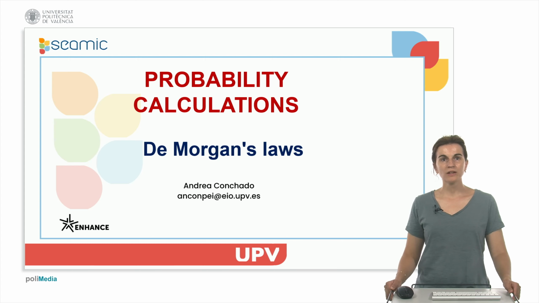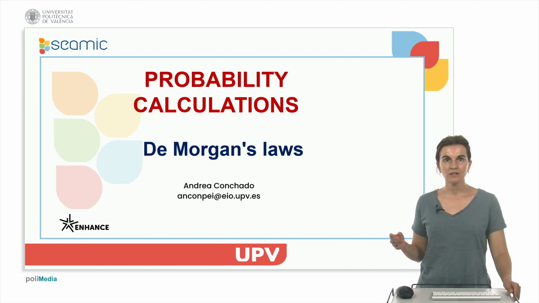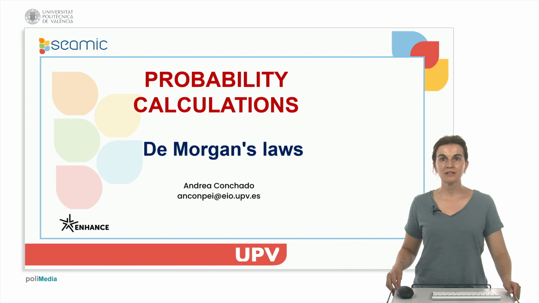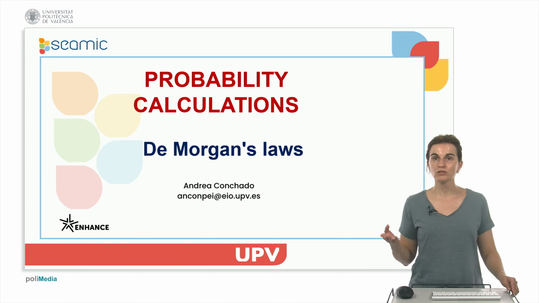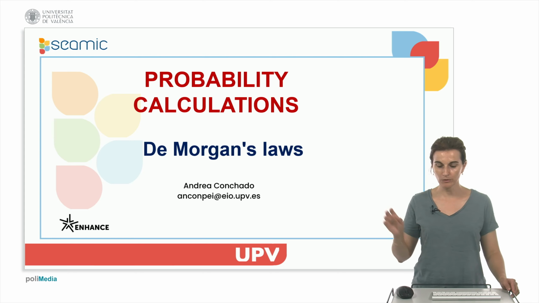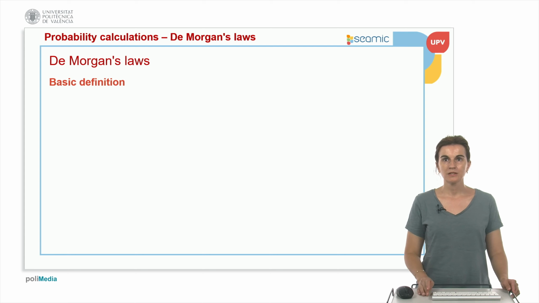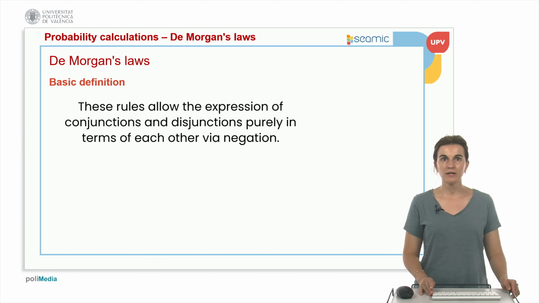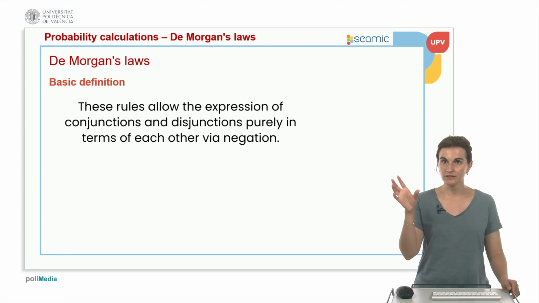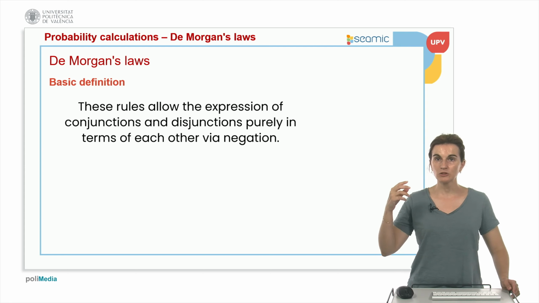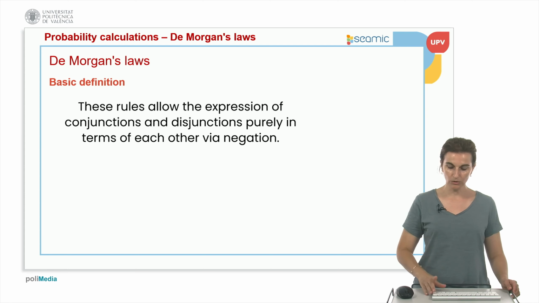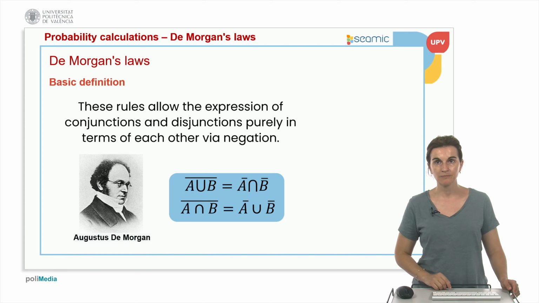Hello, and welcome again to another video about Unit 3 probability calculations. In this video, we will study the Morgan laws, which may be very useful for the resolution of some specific problems. These laws are based on the decomposition of some terms that are negated. That means that we are working with the complementary expression of the union or the intersection of events.